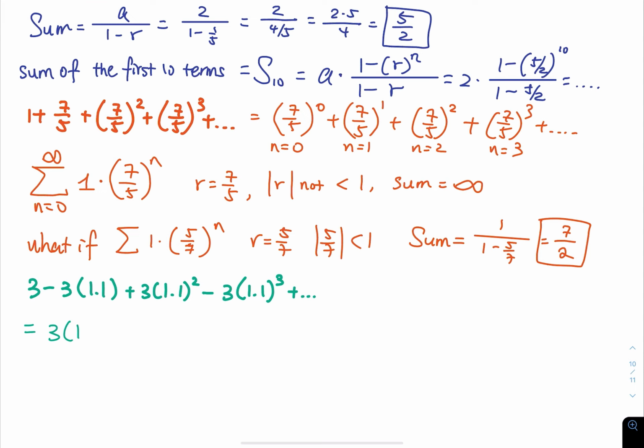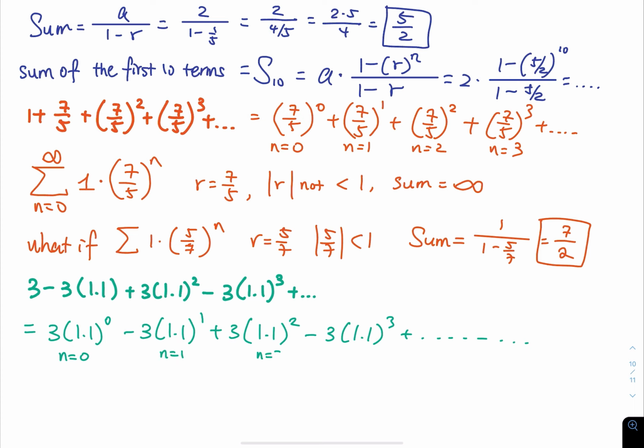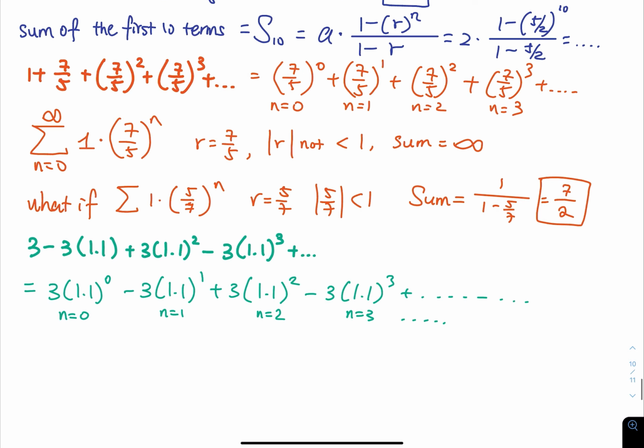You can do 1.1 raised to the 0 minus 3, 1.1 raised to the first, plus 3, 1.1 raised to the second, minus 3, 1.1 raised to the third, and then we keep on going, of course. So n equals 0, n equals 1, n equals 2, and then n equals 3, and then we keep on going. So this one, the common ratio, if you want me to do a common ratio, yeah, I can do that.